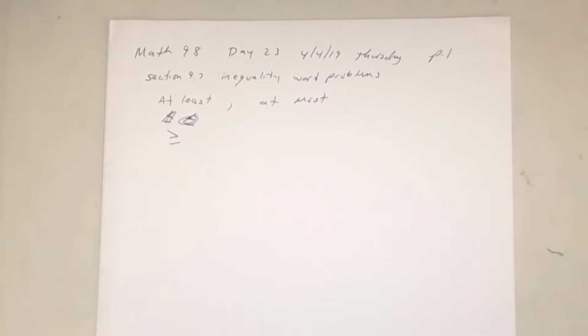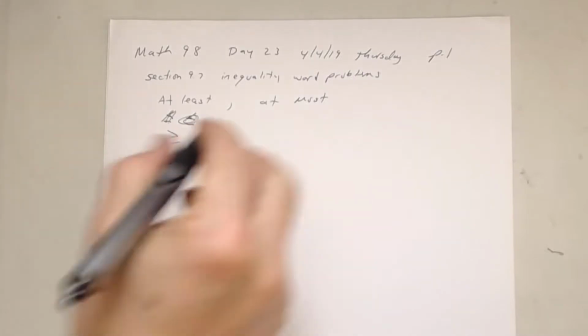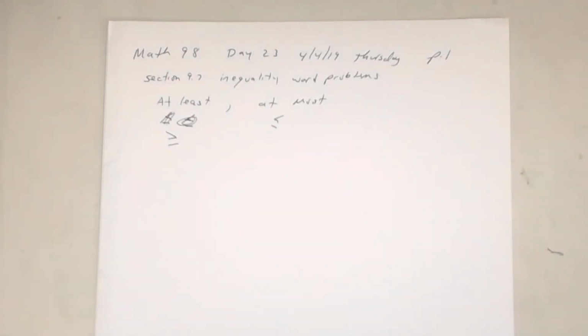Because that means 5 or more, right? Okay. If I say I have at most 5 pennies, then I have 5 or less. So that means less than or equal to. So when we do those inequality word problems, you're going to see the words at least. What inequality symbol are you going to use if you see those words at least? Greater than or equal to. If you see the phrase at most, then you can use what? Less than or equal to. All right.